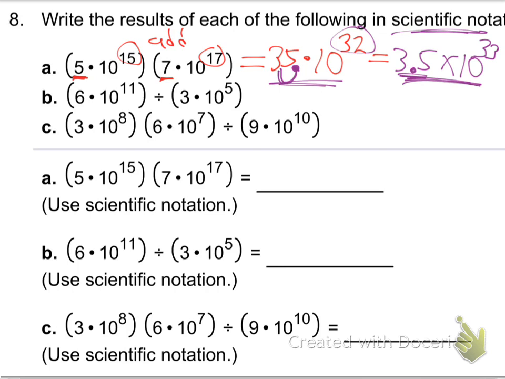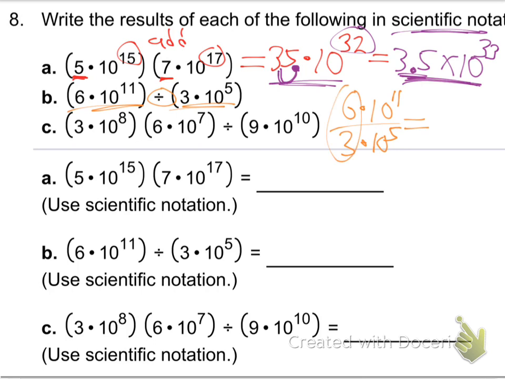Let's try B. So B is a divide. I don't know if you can see that. It's a divide symbol. It's good on the big screen there. So that really means, let me write it vertically. You don't have to, but it might be helpful. It's like that, huh? So how do you do that?